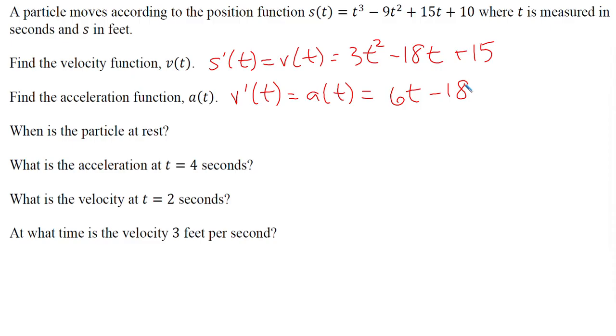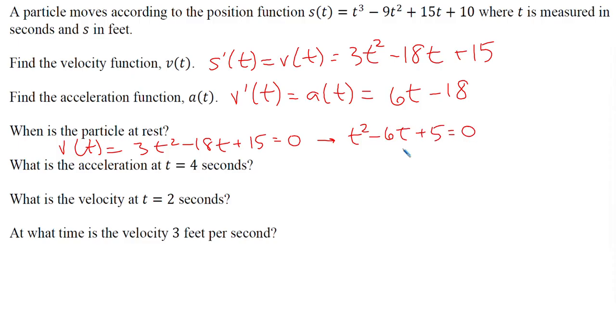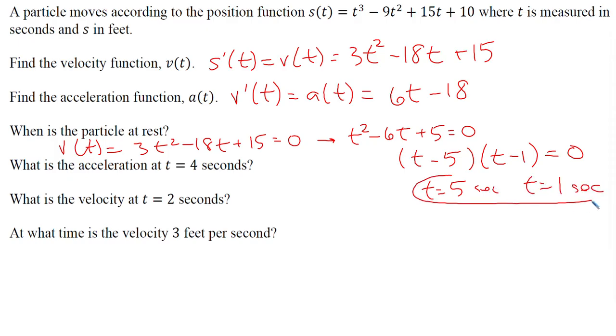If we want to know when the particle is at rest, we just need to set our velocity function equal to 0. So 3t squared minus 18t plus 15 equals 0. Well, we can divide everything by 3 there. That 3 doesn't really matter. That'll give us t squared minus 6t plus 5 equals 0. Or when we factor, t minus 5 and t minus 1, giving us t equals 5 seconds and t equals 1 second as our two answers.